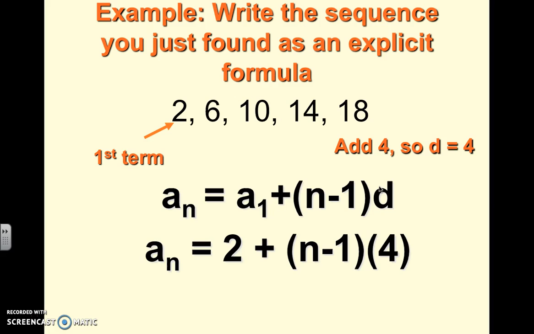So a sub 1 equals the first term, which was 2, plus n minus 1, that always stays, times the common difference, which is 4. Then we just clean this up, so we're going to distribute the 4, and then combine like terms, and we're going to get a sub n equals 4n minus 2. Now you can find the 50th term just by plugging in 50, or the 100th term just by plugging in 100. So if you have a recursive formula, you want to find the first 5 terms or so, and then once you get the hang of that, you can figure out the explicit formula.